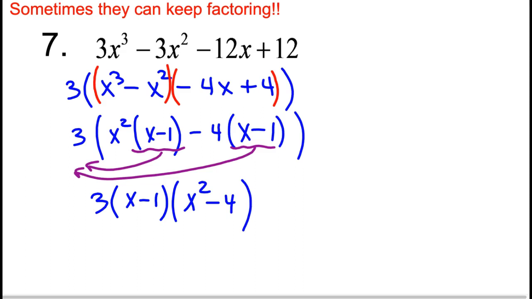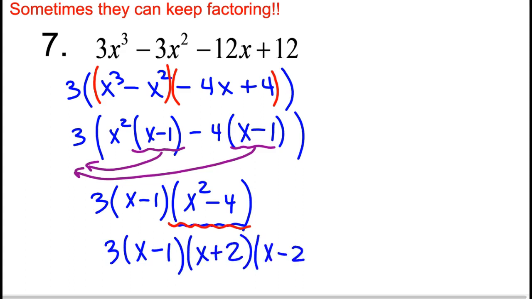Can I do anything else? I can go a little further, right? Because this right here is the difference of squares. So I can take that one little step further, and this is 3 times x minus 1 times x plus 2 times x minus 2. So you might have a little bit of a difference of squares pop in before you totally ka-chow and finish the question up. You have to be able to use all the different strategies and identities that we've been learning along the way here.